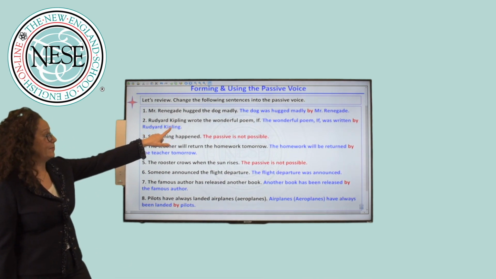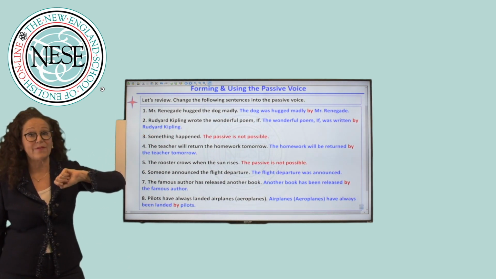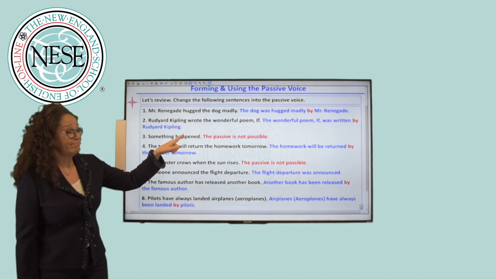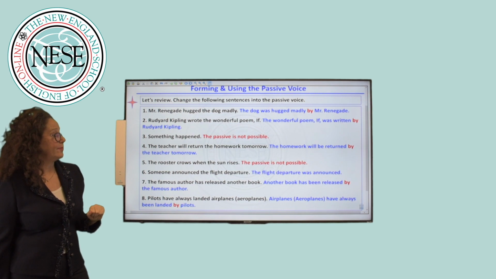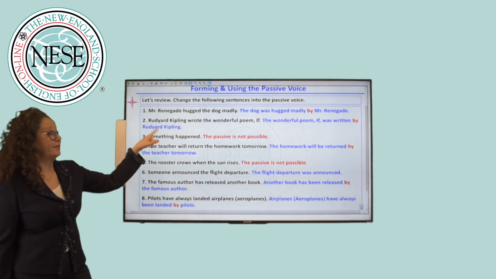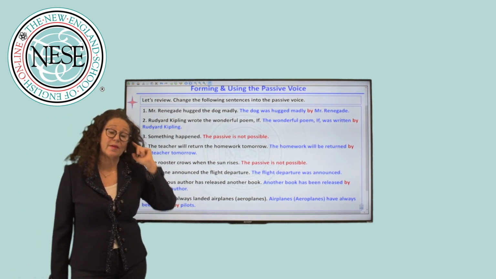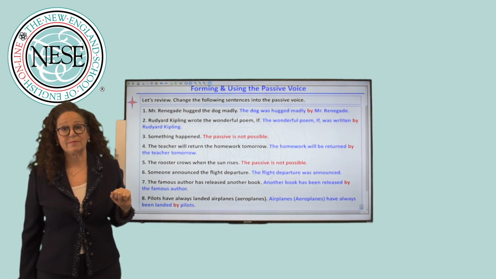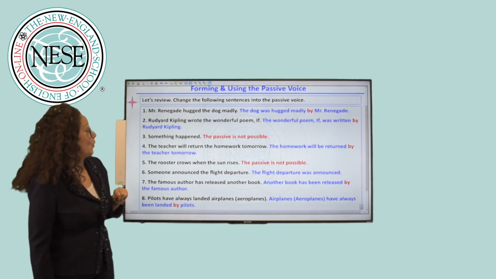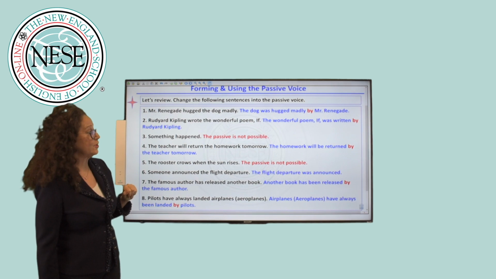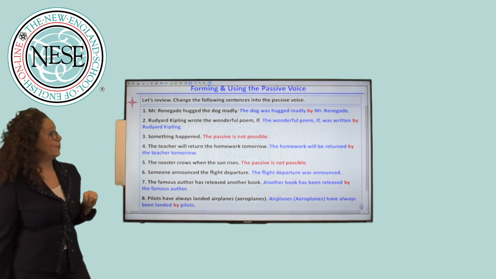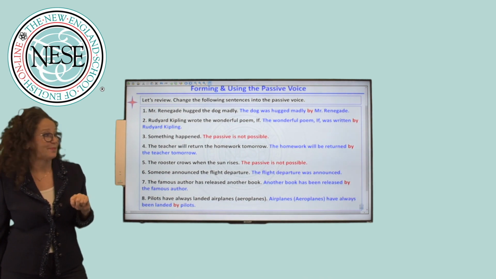Rudyard Kipling wrote the wonderful poem If, and it is a wonderful poem. The wonderful poem, If, was written by Rudyard Kipling. The person, the author of this poem, is very important, as is the title. So, the wonderful poem, If, was written by Rudyard Kipling.